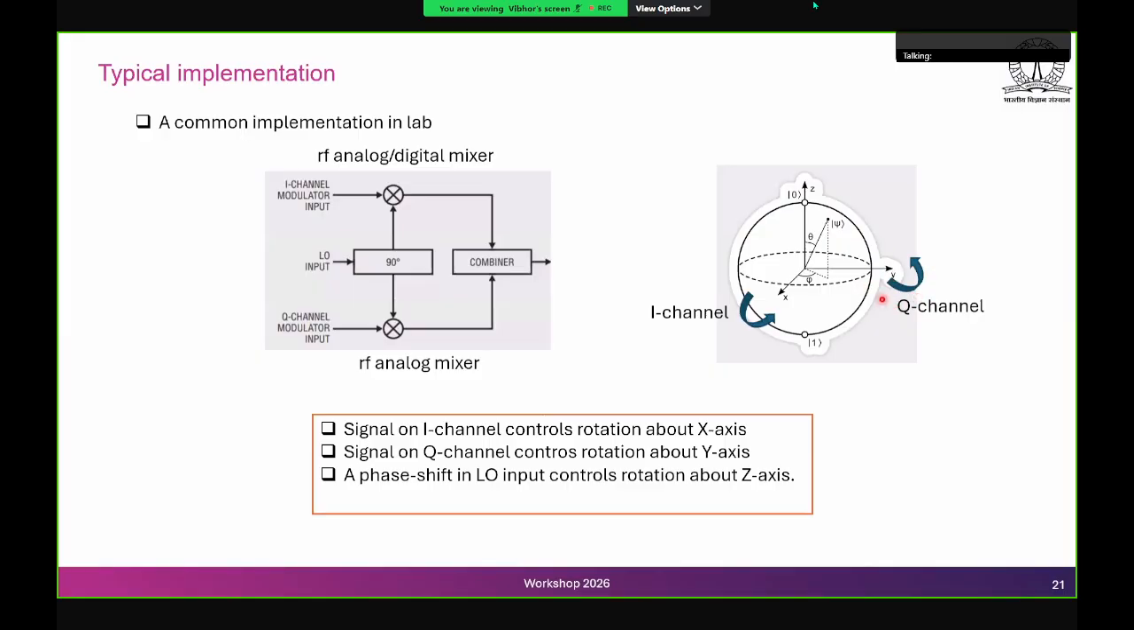Yeah, so remember that we had that Bloch sphere representation of the qubit state. So in that context, I'm saying that just by shining a microwave through the I or Q channels, one can control the amount of rotation about the x and y axis. You can also implement rotations about the z-axis just by introducing a phase shift in the LO input control. So that will implement a rotation about the z-axis. Okay, so this is how it is done typically in the lab.